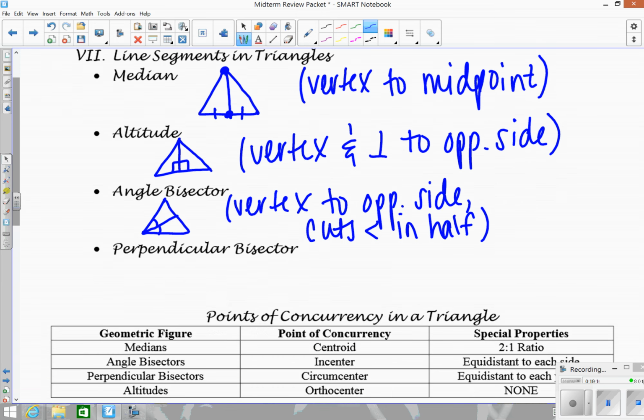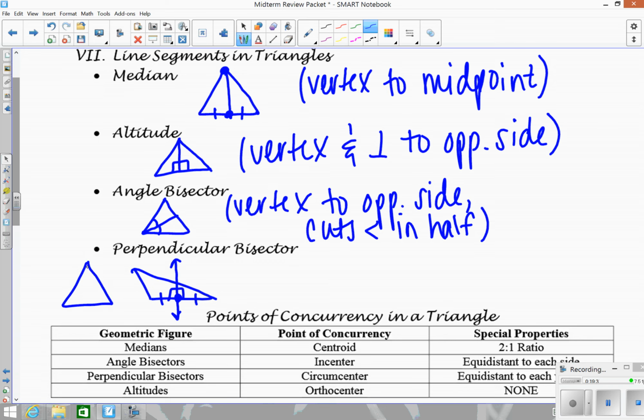And then the last one, perpendicular bisector. So the perpendicular bisector is kind of the unique one because the perpendicular bisector does not have to go through the vertex. So if I wanted to draw the perpendicular bisector, first thing I do is I locate the midpoint, and then I draw a line so that it is perpendicular to that opposite side. So it does not have to cross through the vertex.